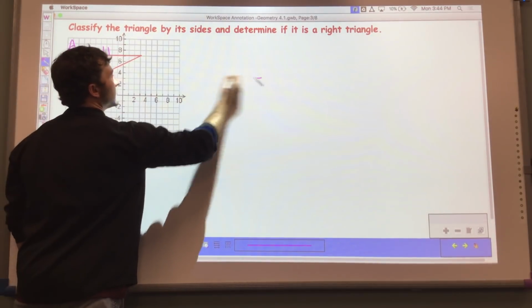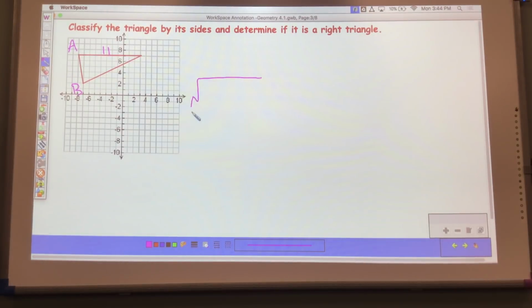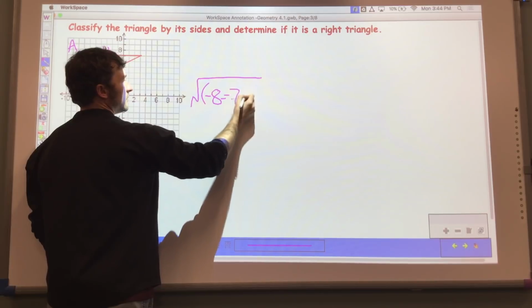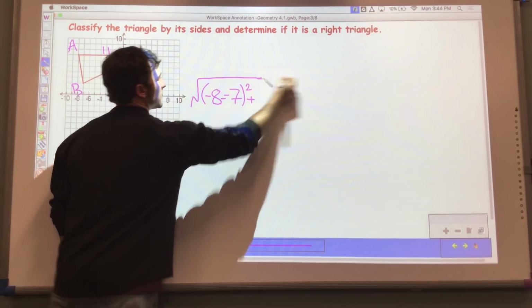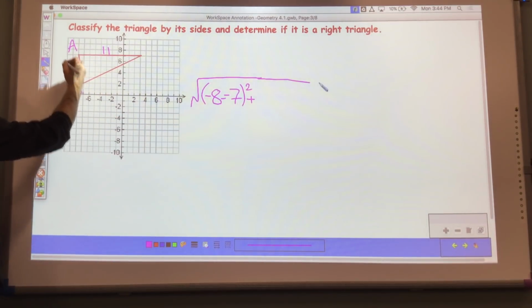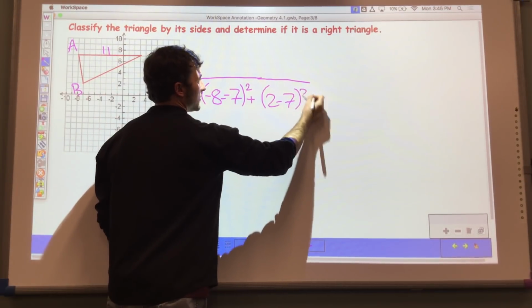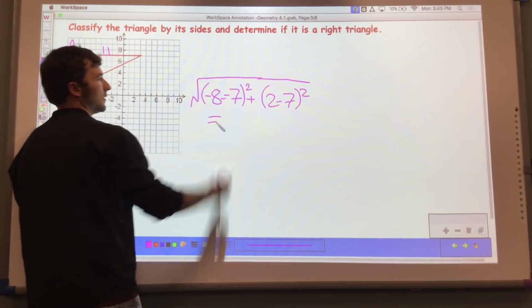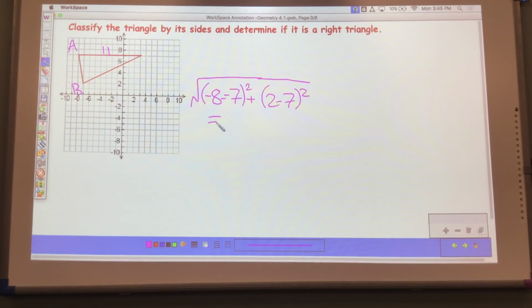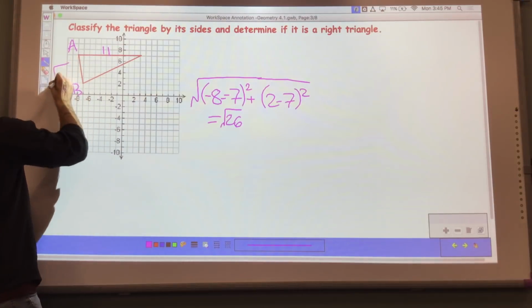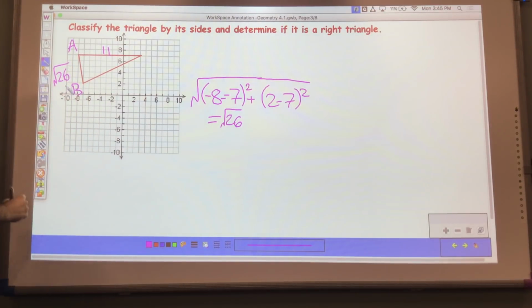If we go do distance formula and subtract the x's, so -8 minus -7 squared plus, look at the y's, we got 2 and 7. So 2 minus 7 squared. And that's all going to equal out to, let's see, 1 plus square root of 26. So it'll be 5.1 or something like that.